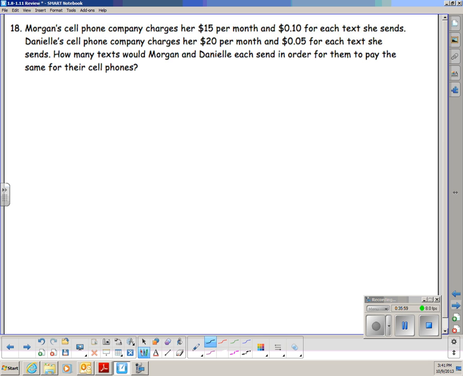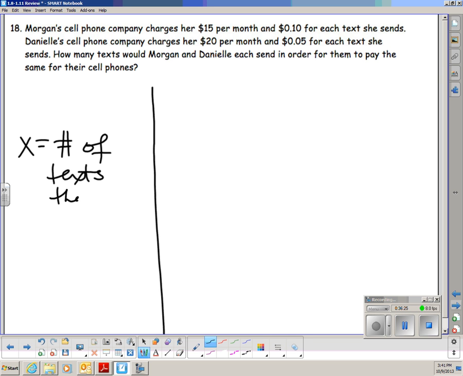Okay, keep going here. One more. Number 18. Morgan's cell phone company charges her $15 per month and 10 cents for each text she sends. Danielle's cell phone company charges her $20 per month and 5 cents for each text she sends. How many texts would Morgan and Danielle each send in order for them to pay the same for their cell phones? So I want to let x be the number of texts that Morgan and Danielle send. Now I have Morgan. I have Danielle.